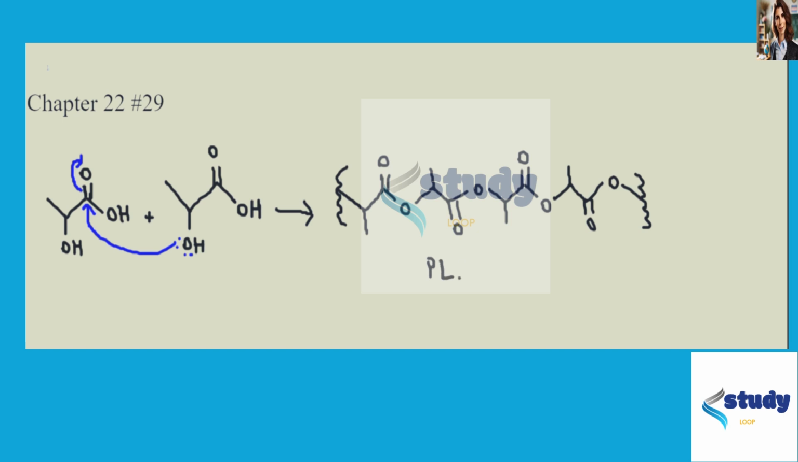And again, we got to this structure just by considering two monomers, two monomeric units of this polymer, and thinking about how they would react, and recognizing that the result would be an ester. And so then we pretty much just draw a chain of these monomers linked together with ester linkages. And that's the answer to Chapter 22, problem number 29.